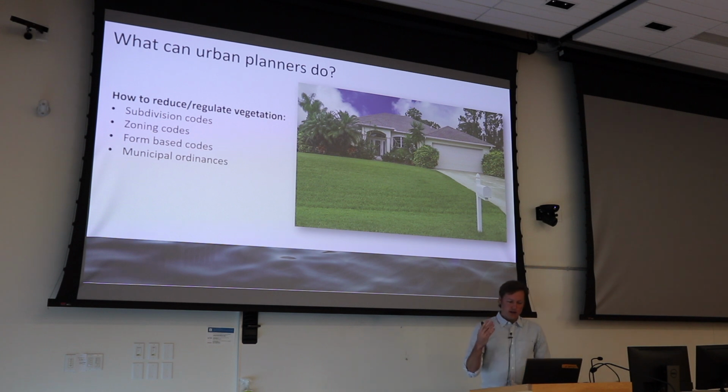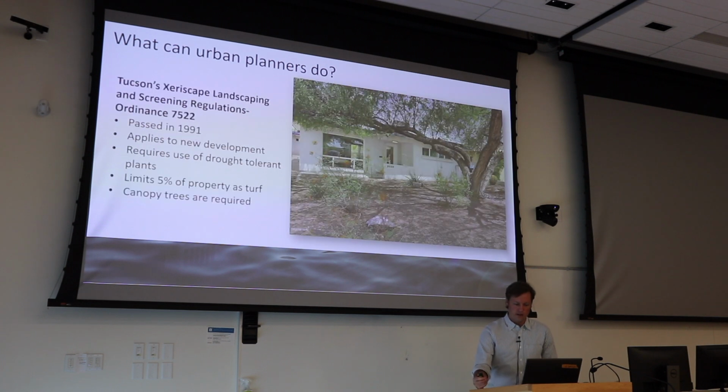So while this is not commonly implemented, there are some good examples of cities doing this. And so I want to let you know about 2 good ones. One is in Tucson. So they have the xeriscape and landscape and screening regulations. So this is a city ordinance that was passed. It was passed by a collaboration between the Water Management Agency there, one of the public utilities, the city council, and then the planners in the city. They passed it a long time ago. They passed it in 1991, and it applies to all new development in the city.